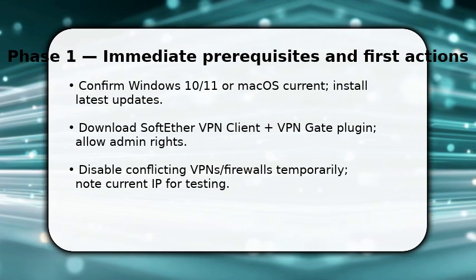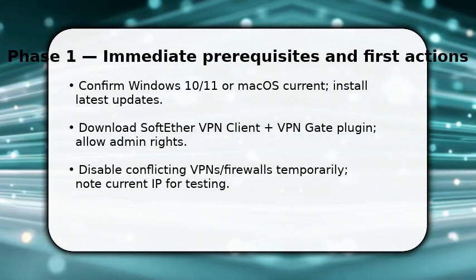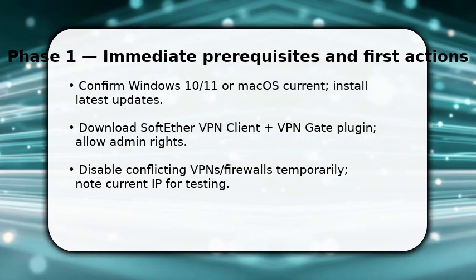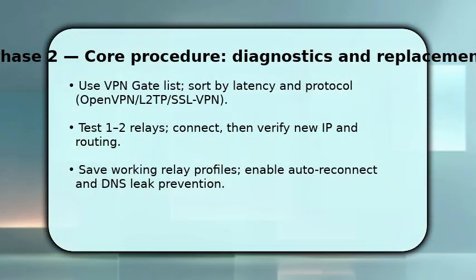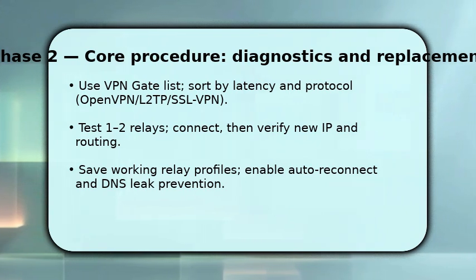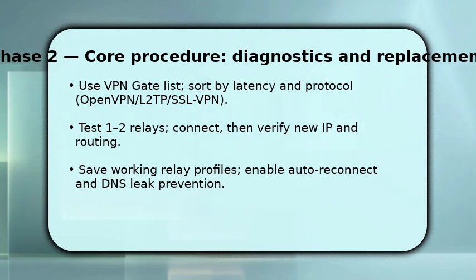Once the client is installed, open the VPN Client Manager and proceed to add a new VPN Gate public VPN relay entry to begin. Next, you choose a relay from the VPN Gate public list. Sort by latency and preferred protocol. OpenVPN for widespread support, SSL VPN for NAT traversal. Click a relay, then connect. Allow the TAP adapter to initialize.